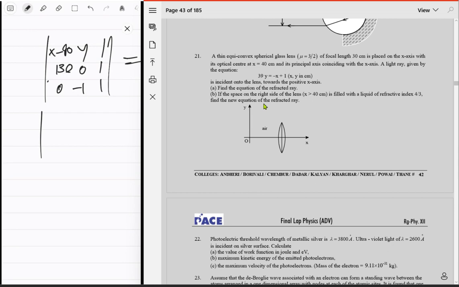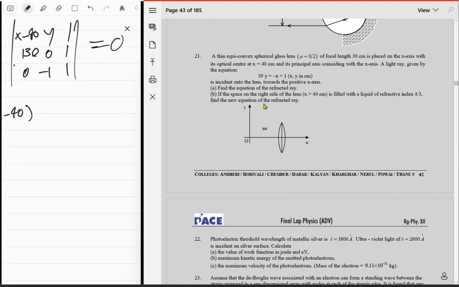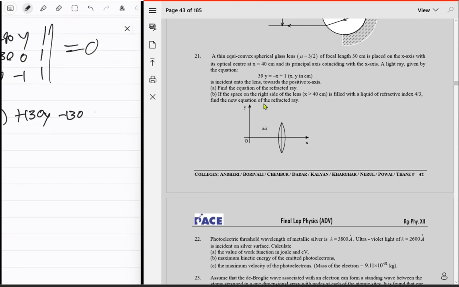This is still weird. Just calculate it. Who cares? x minus 40 times +1, right? And then negative y minus 130, so just plus 130y. And then for the constant term, just negative 130. Okay, negative 130, and this is equal to 0, I believe.